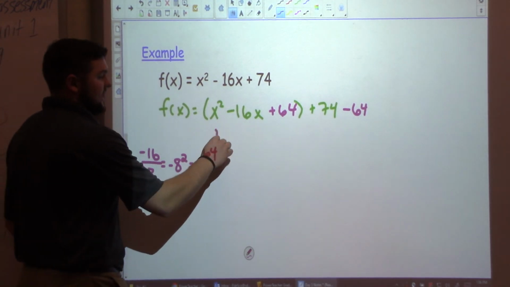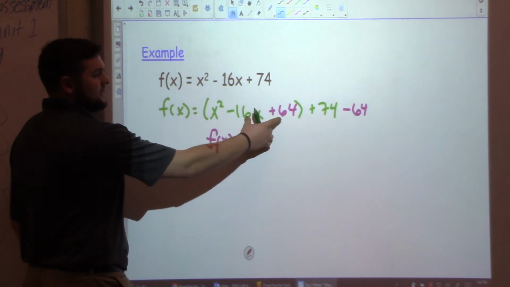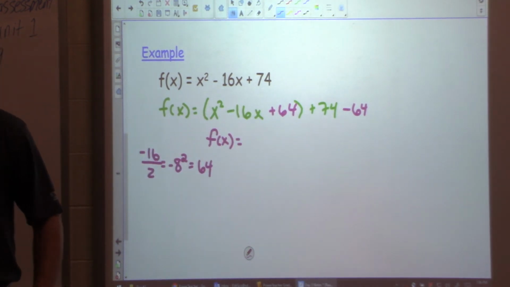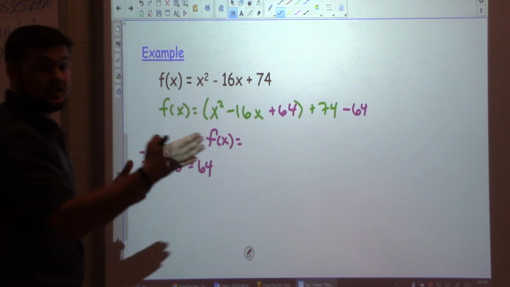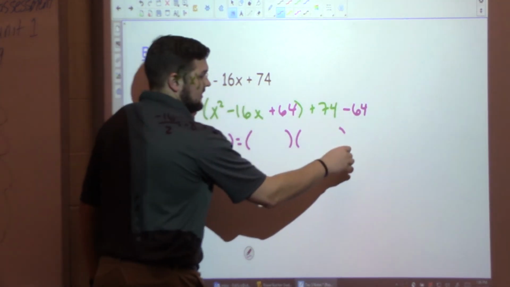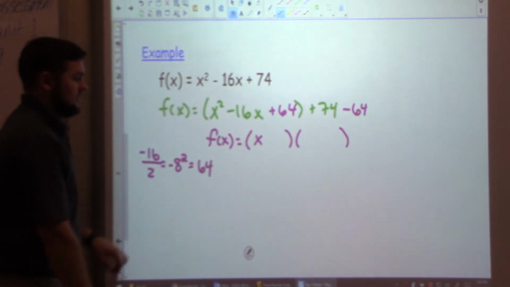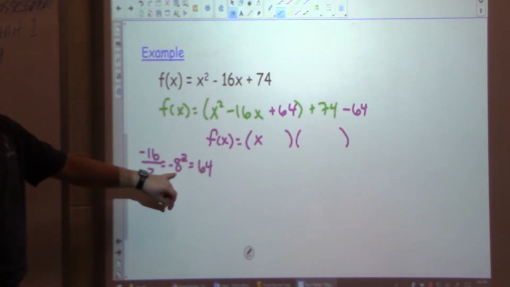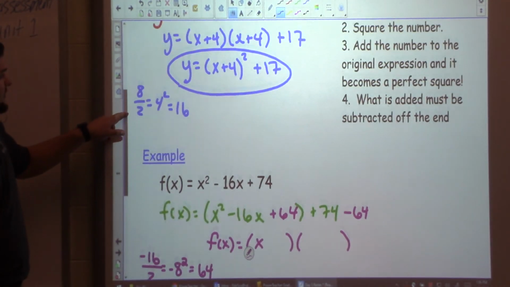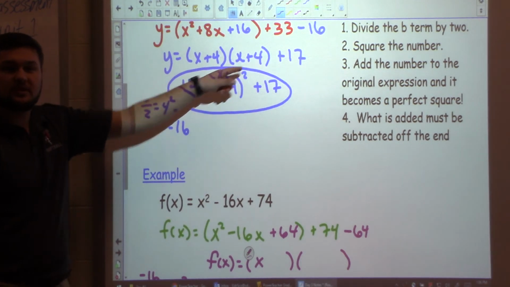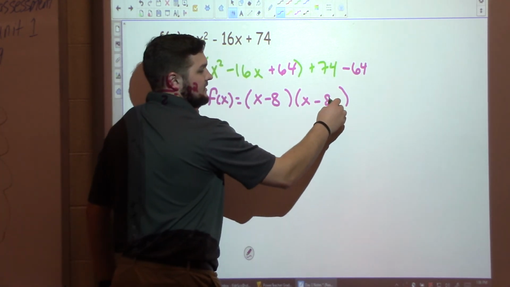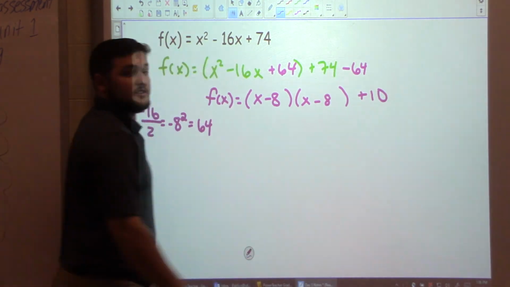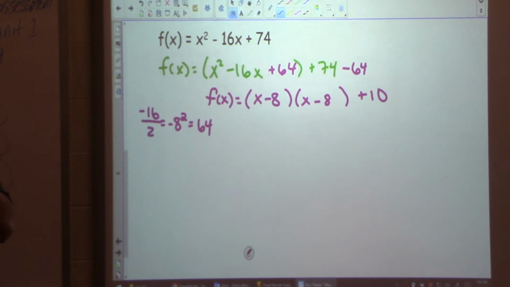Well, then if I go to factor this, what does this factor to? You guys wanna know a trick? Because it's gonna factor the same thing, right? It should. It will always factor to whatever number you got when you divide it by 2. If you look in the first problem, we got 4, there's x plus 4 and x plus 4. Down here, it's going to be x minus 8, and then plus 10. So it's a little trick. If you can't figure it out, look at what you divided by 2.